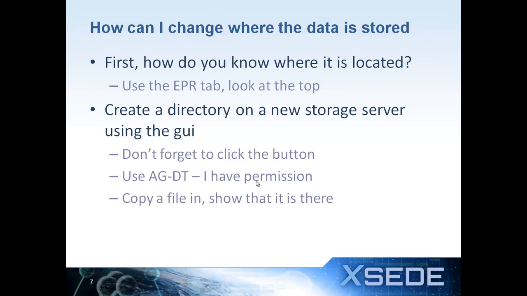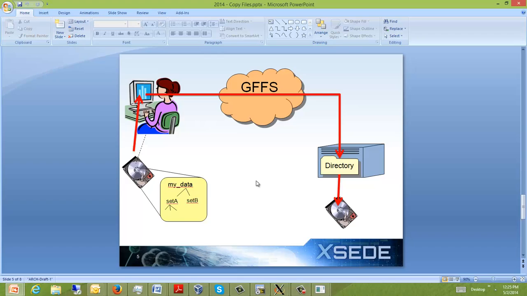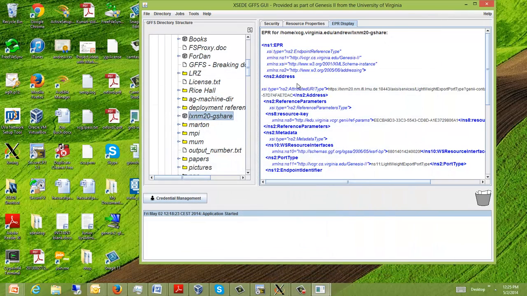Well, there are command line tools you can use when you create a file or a directory to specify a particular storage server where you want it to go, and you can also do this using the GUI. So we're going to show that here as well. So let's get out of here.